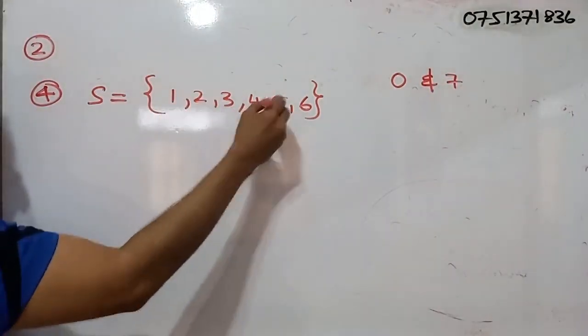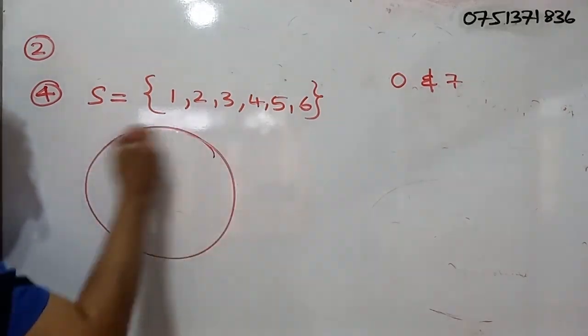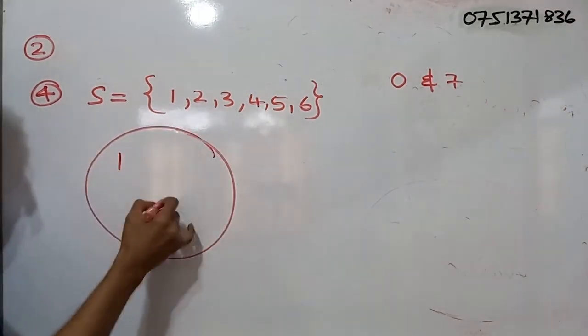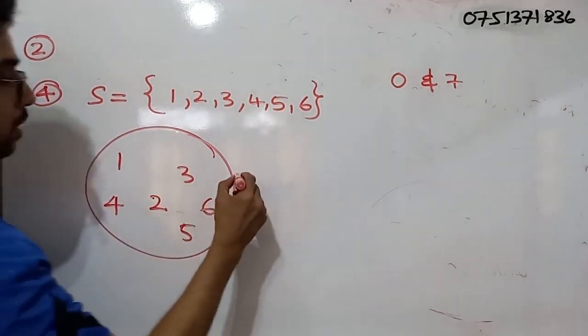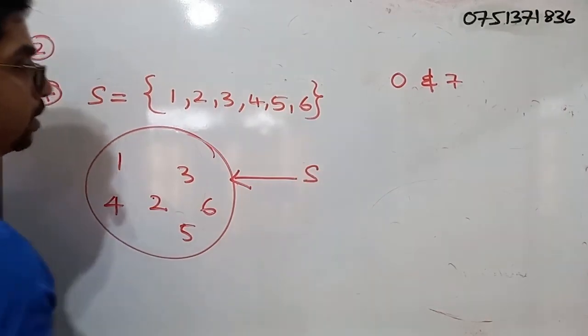Now we have to represent this using a Venn diagram. So 1, 2, 3, 4, 5 and 6. Then we have to name it S.